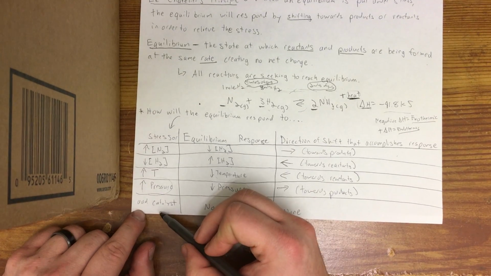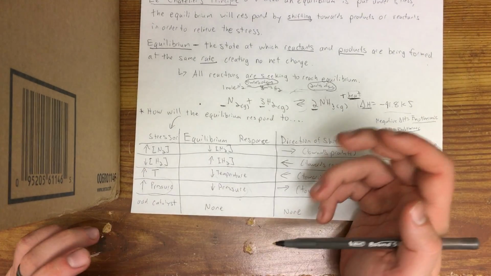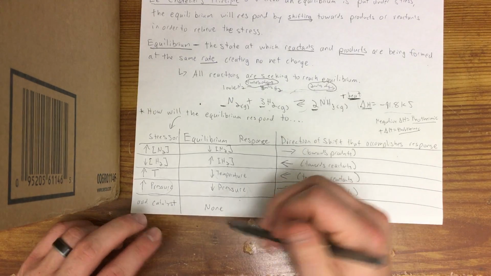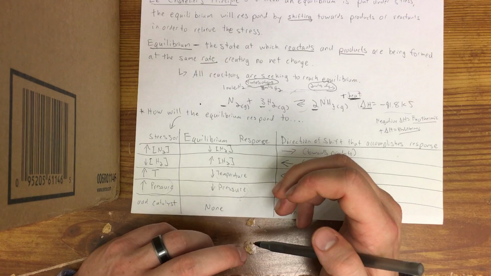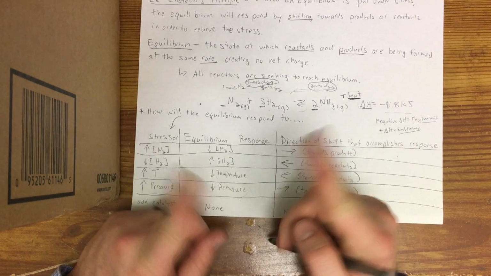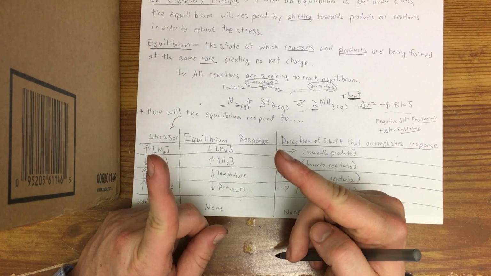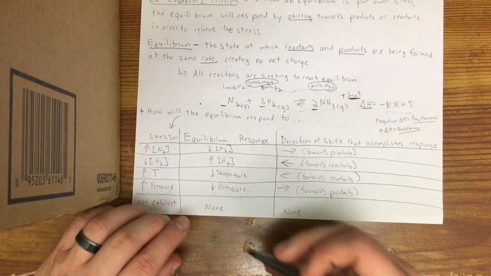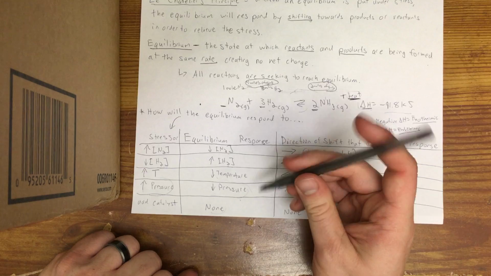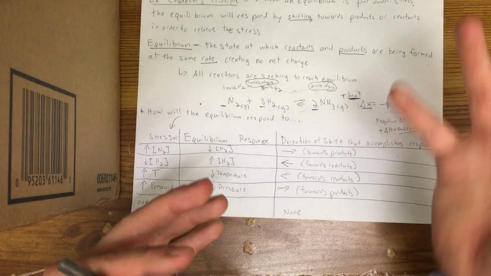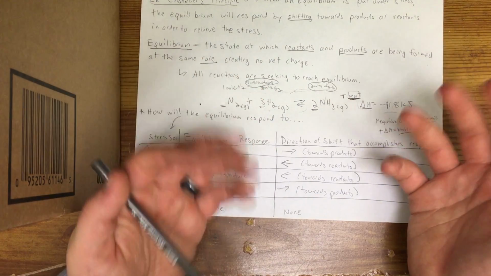The final thing that we can do, which is sort of an equilibrium stress, sort of not, is we can add a catalyst. If we add a catalyst to a reaction, it will speed up the reaction, but it will speed it up in both directions, both towards products and towards reactants. So if we add a catalyst, the equilibrium response will be none. It will not create any more products and it will not create any more reactants.